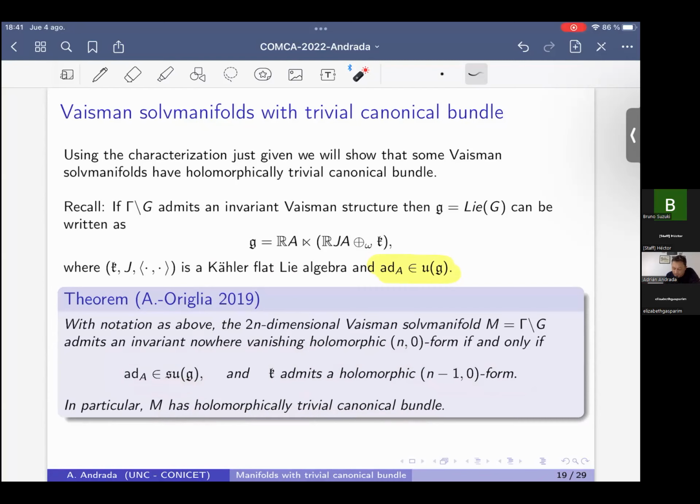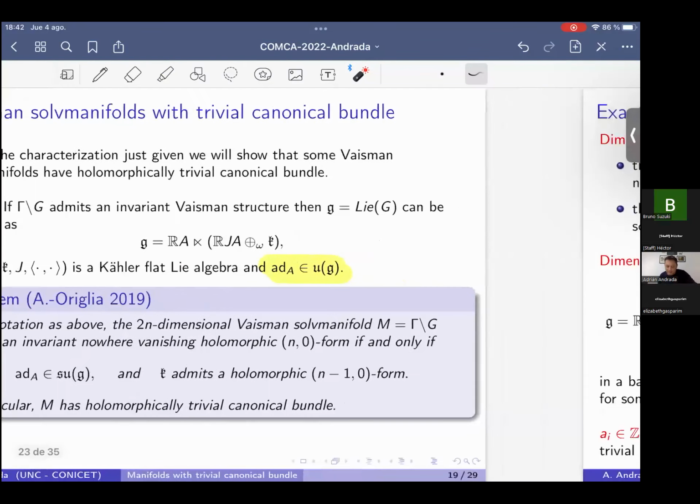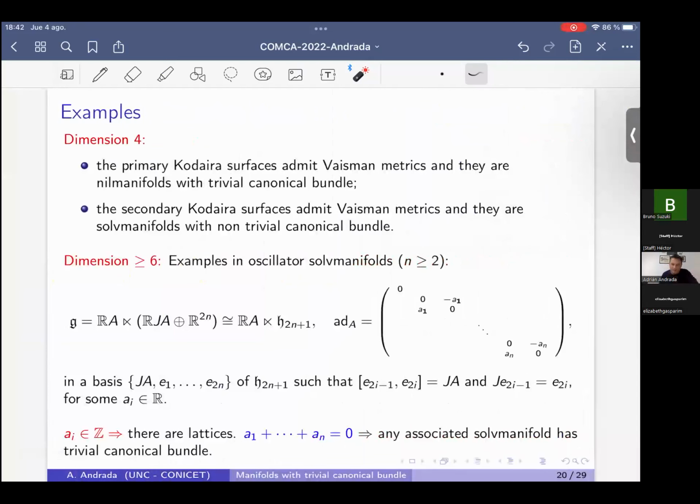And then if we perform these two operations, the central extension first, and then the semi-direct product, we obtain a Weismann. And if there are lattices, we obtain a solvmanifold, which has invariant Weismann structures and holomorphically trivial canonical bundle. So, well, this is quite algebraic, but I hope that you were able to follow the idea at least. So we can produce many of these examples, well, always when we can find a lattice, which is not so easy.